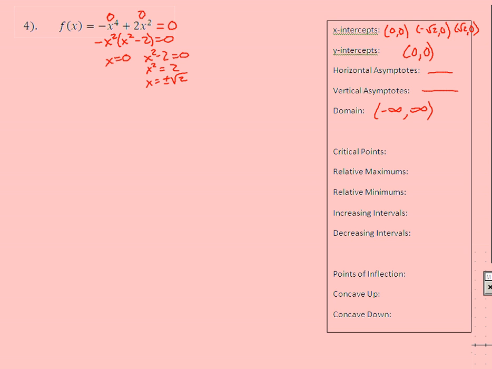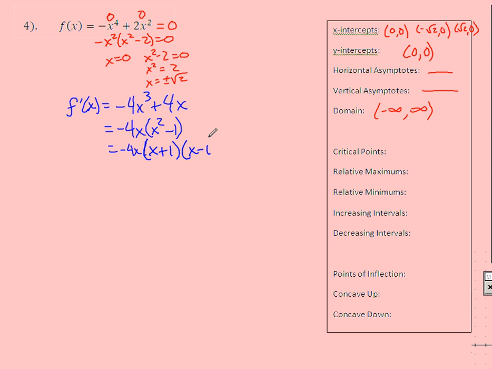Moving forward, the critical points, we do our derivative, f prime of x equals negative 4x cubed plus 4x as our derivative. See if I can simplify that. I'll pull out a negative 4x, leaving x squared minus 1. I can factor this actually. I could have done this in the previous problem as well, just as a different way to look at it. X plus 1, x minus 1 is a different way to factor that.